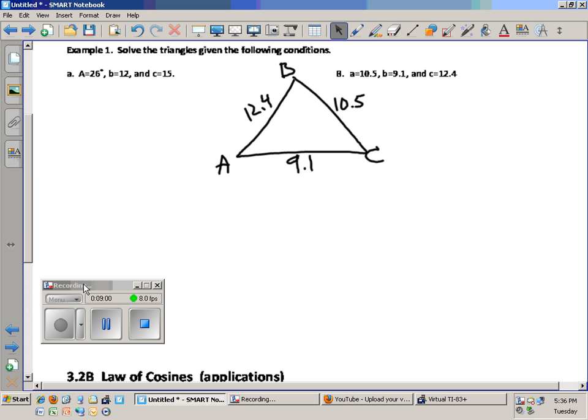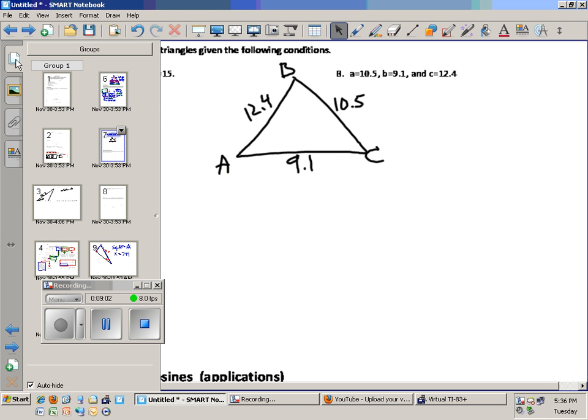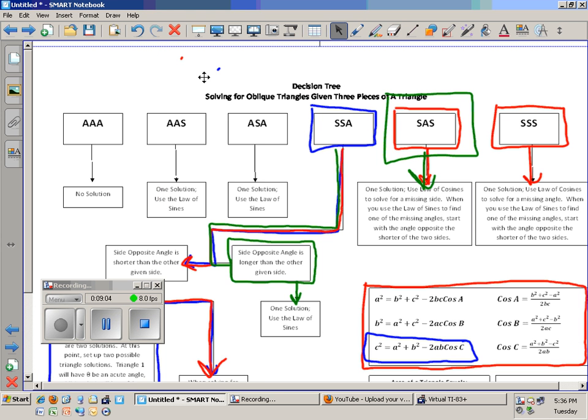If you look at your decision tree, it tells you that if you're given all three sides, you have one solution. Use the law of cosines to solve a missing angle. When you use the law of sines to find one of the missing angles at the end, start with the angle opposite the shorter of the two sides. Same thing with side angle side. I give that same note there. It will help you out.